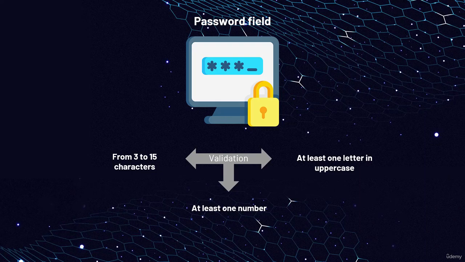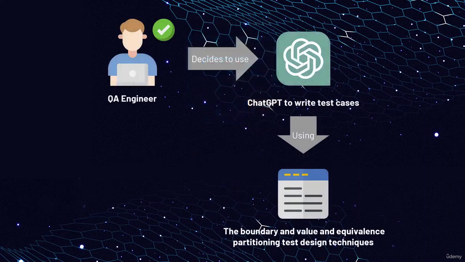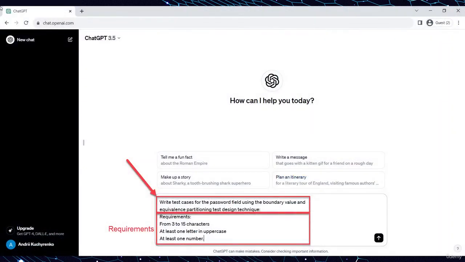To test the password field of the login form, the QA engineer decides to ask ChatGPT to assist with writing the test cases using the boundary value and equivalence partitioning test design techniques. For this reason, the tester navigates to ChatGPT and inputs the prompt: write test cases for the password field using the boundary value and equivalence partitioning test design technique. Also, the QA engineer adds requirements below the prompt, such as from 3 to 15 characters, at least 1 letter is uppercase, at least 1 number.